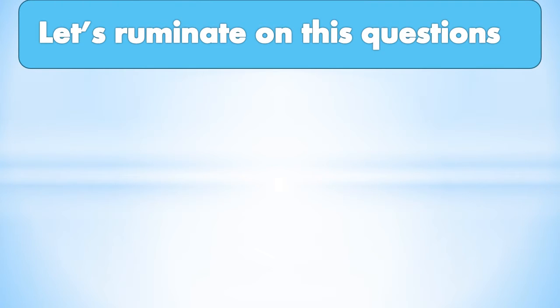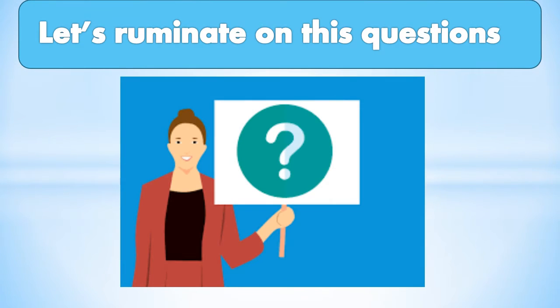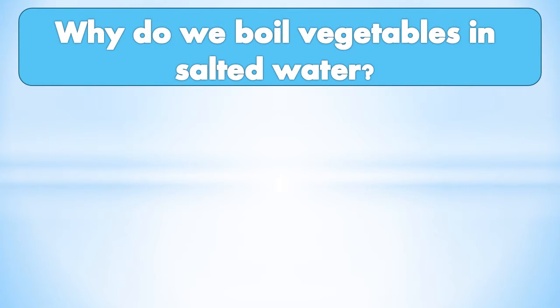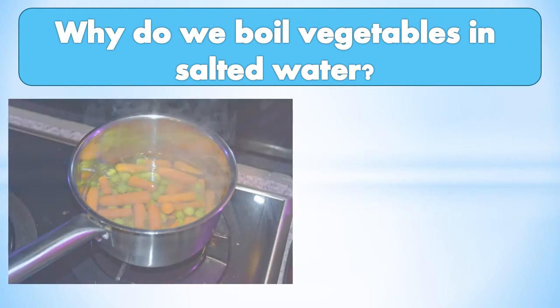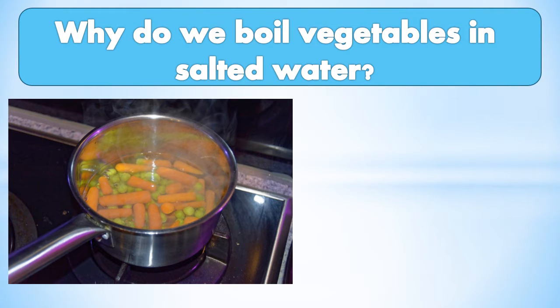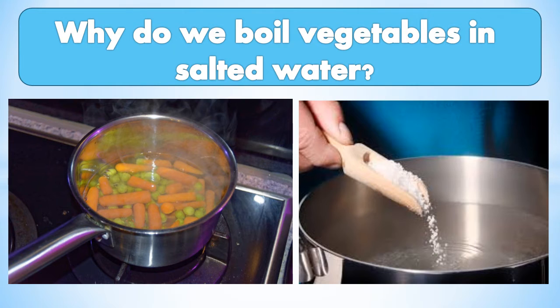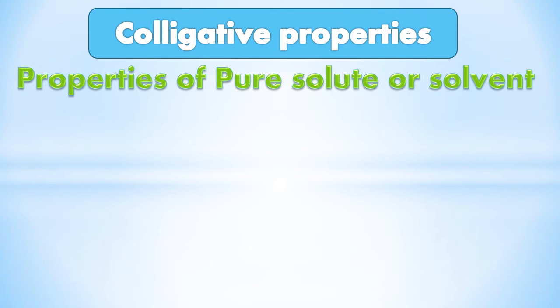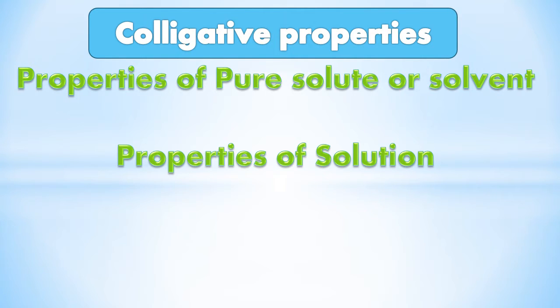Let's ruminate on this question. Why do we boil vegetables in salted water? To answer this question, we need to understand what are colligative properties. The properties of a solution are different from those of either the pure solvents or solutes.